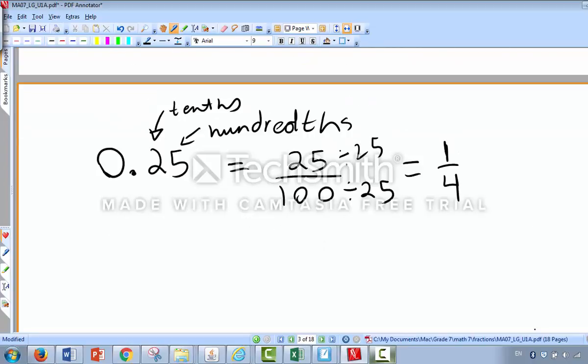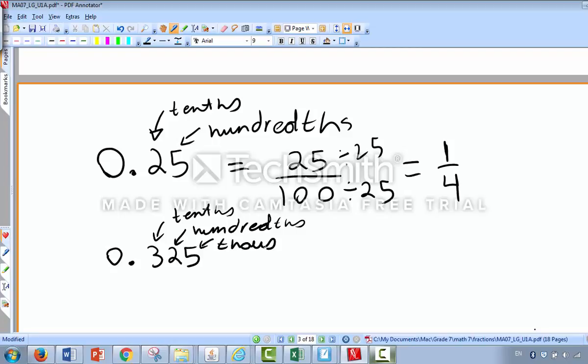Let's do another one. What about 0.325? Okay, so this is tenths, hundredths, and then after hundredths is thousandths. So I have 325 thousandths. 325 thousandths. So 325 over 1,000. The other way to remember this is how many decimals you have. That's how many zeros you need. So I need 1 and 3 zeros.